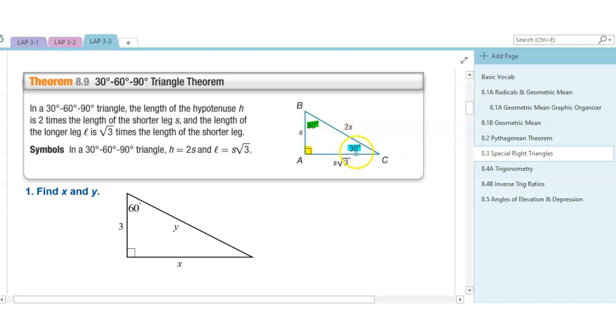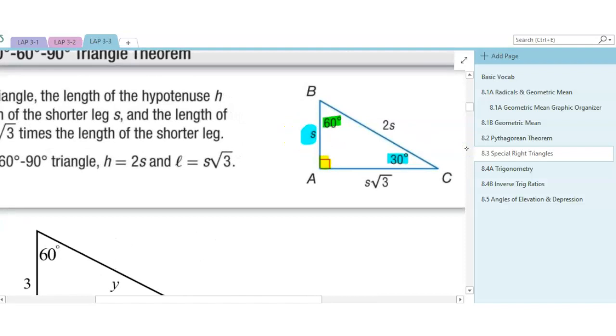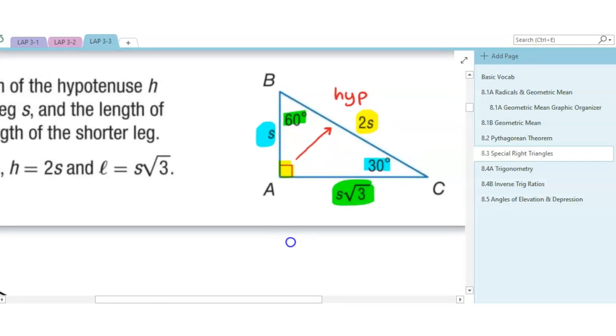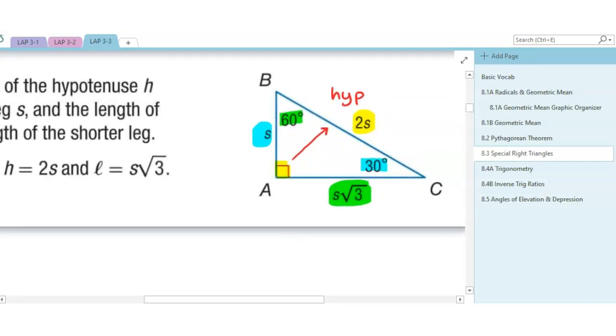The side that's opposite the 30 is always going to be S. The side that's the hypotenuse is always going to be 2 times whatever S was. Remember, we have our hypotenuse, which is always opposite the 90 degrees. And then we have the side that's opposite 60 degrees. That's always going to be whatever S is times the square root of 3. So this is a special property of this special triangle in which you have 30, 60, and 90 degree angles.